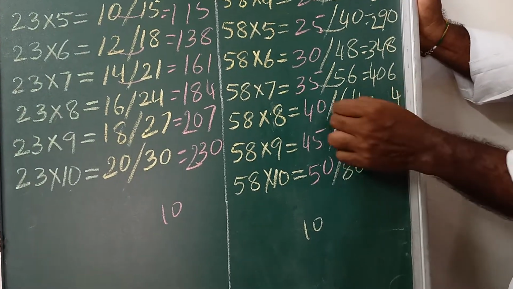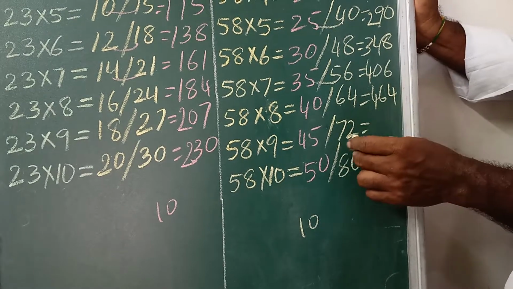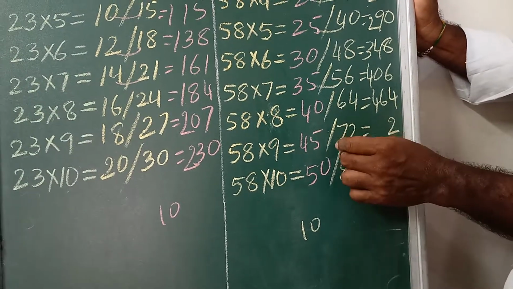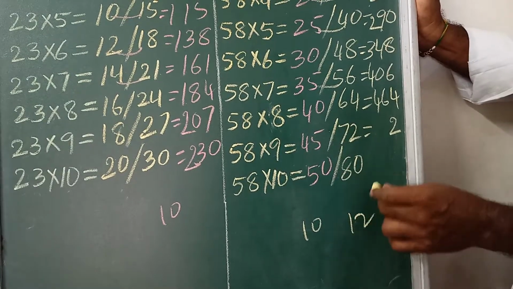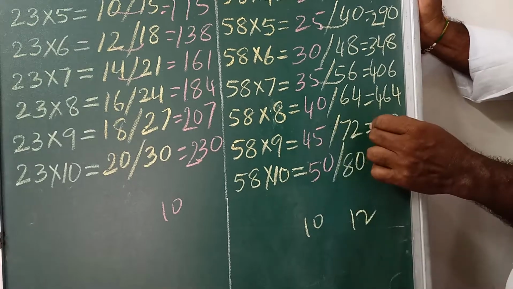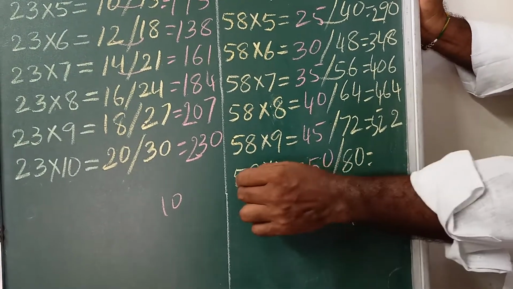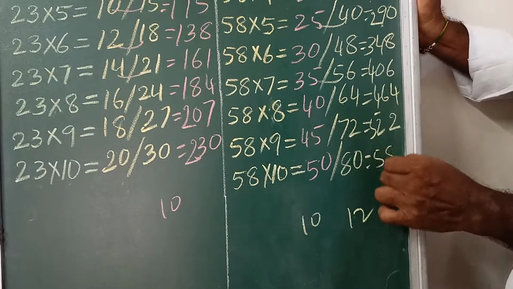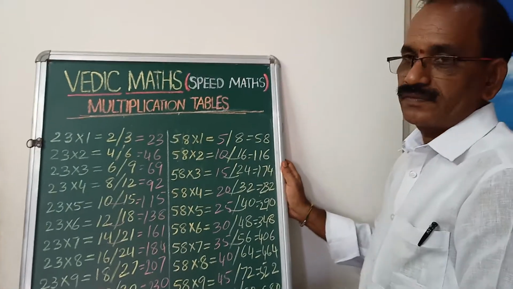4, 6, 4, 2, 7 plus 5, 12, that means 2, 1 plus 4, 5. 58 tens are 5, 8, 0, 0, 8, 5. That is the 58 table.